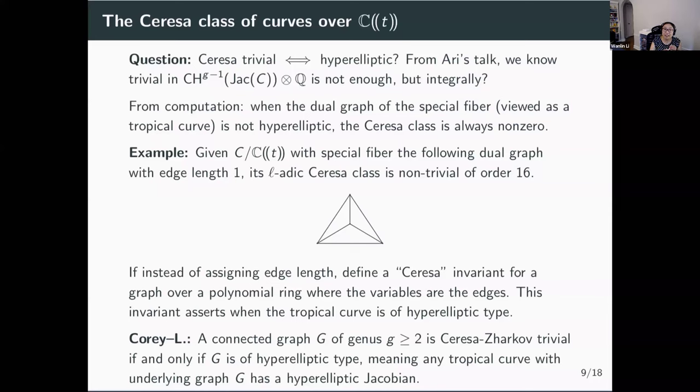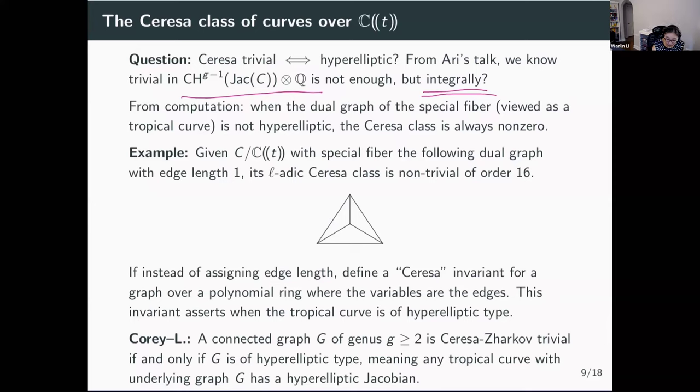And we know from many examples that the Ceresa cycle being trivial, or being torsion in Chow tensor Q, does not imply hyperellipticity. There have been numerous examples, like one-dimensional families of non-hyperelliptic curves whose Ceresa cycle is proven to be torsion in the Chow group. But on the other hand, what if we ask it to be trivial integrally? This is still open. And part of me feels there is definitely a possibility the answer is yes. If I have to bet on it, I want to bet yes.